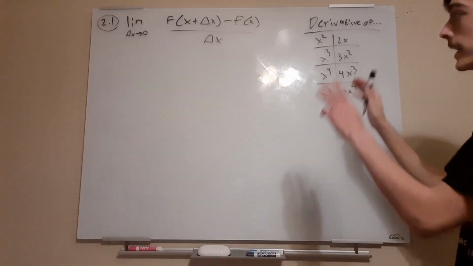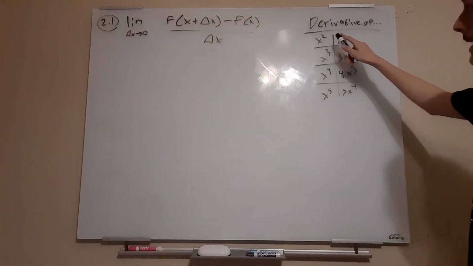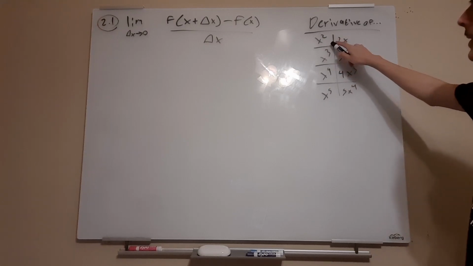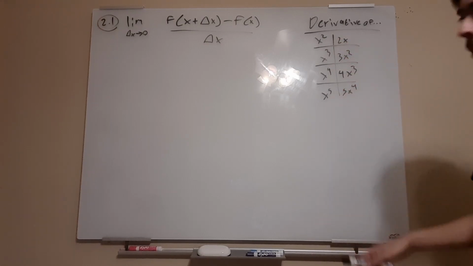Okay, so I went ahead and spared you the time of me doing that same process with x cubed, x squared, x cubed, x fourth, and x to the fifth.